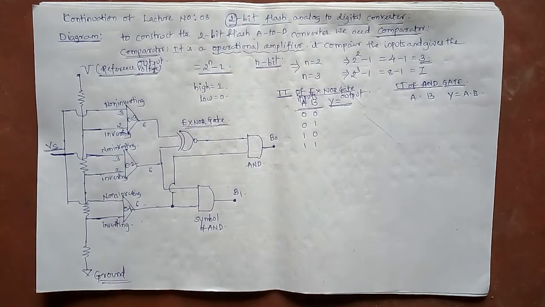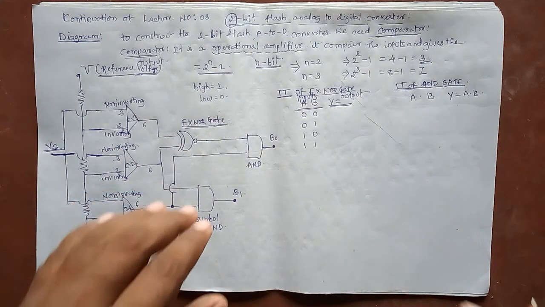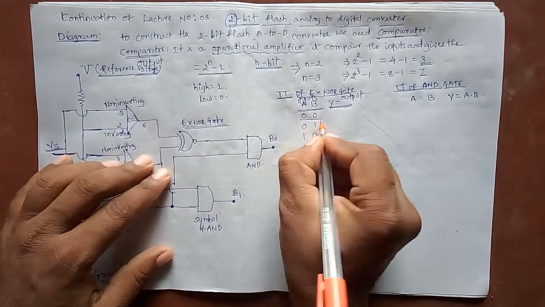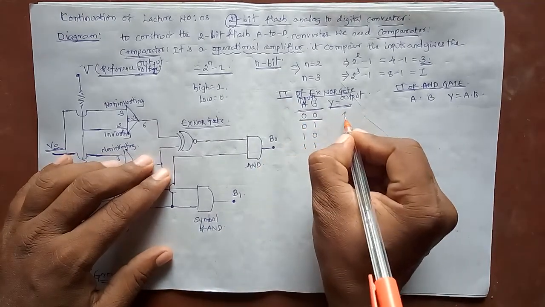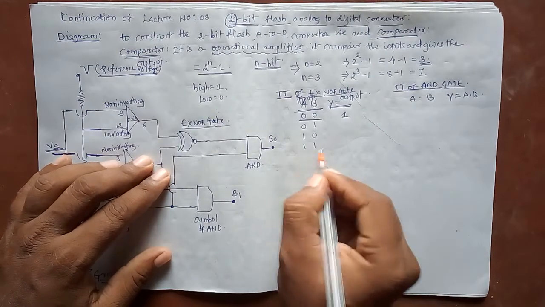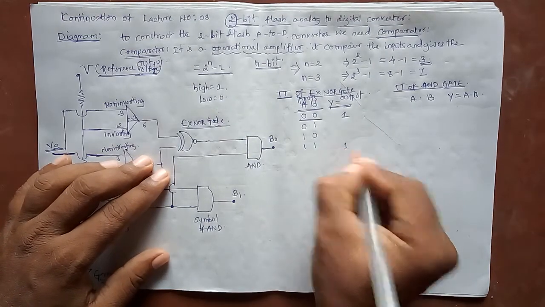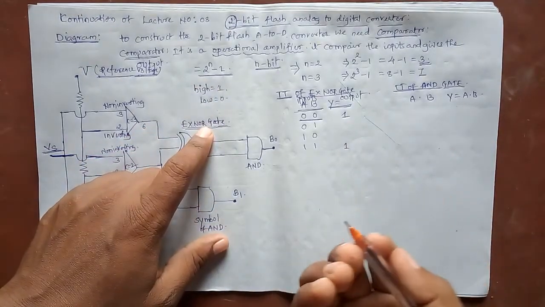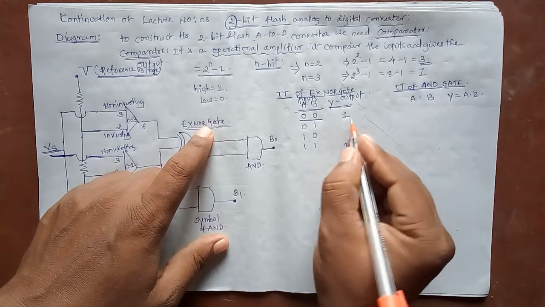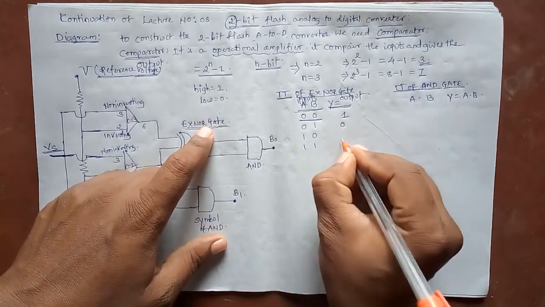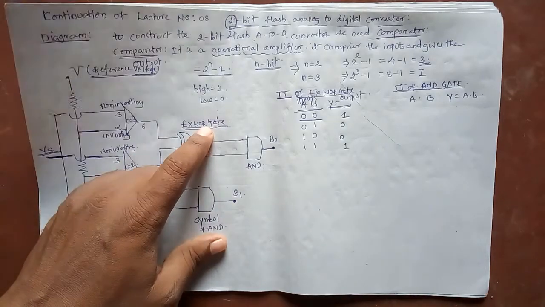Output is high when both the inputs are same. See here, in this situation both the inputs are same, that is 1, and here 1 1, both the inputs are same, output is high. High is represented by 1 and low is represented by 0. When both the inputs are same, output is high, otherwise output is low. At these two conditions output is low.